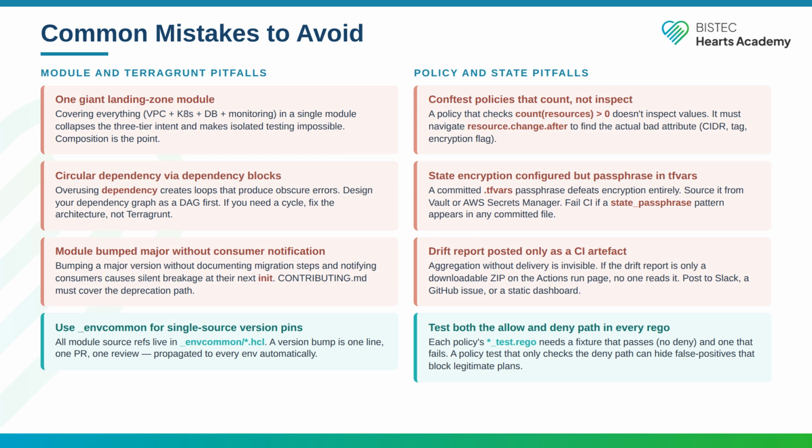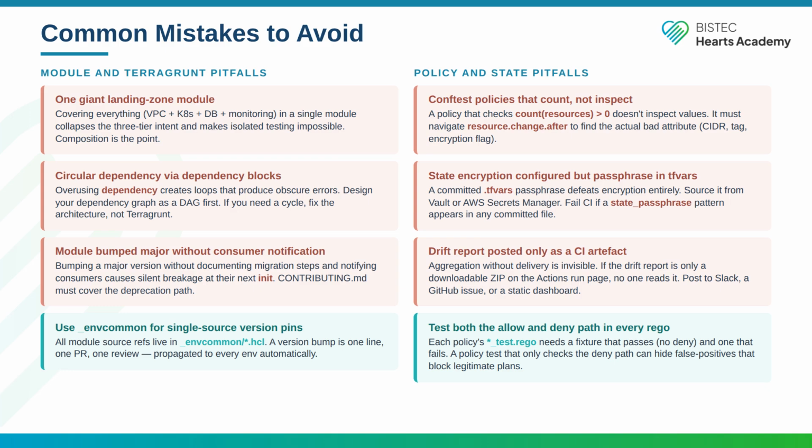Circular dependencies via Terragrunt dependency blocks expose real architecture problems. When component A depends on component B and component B depends on component A, the architecture needs rethinking. Terragrunt cannot solve a circular dependency, only reveal it. Major version bumps without consumer notification. Consumers pin to a major version with the expectation of no breaking changes within it. Bumping major without communicating causes plan failures that appear as mysterious errors with no obvious cause.